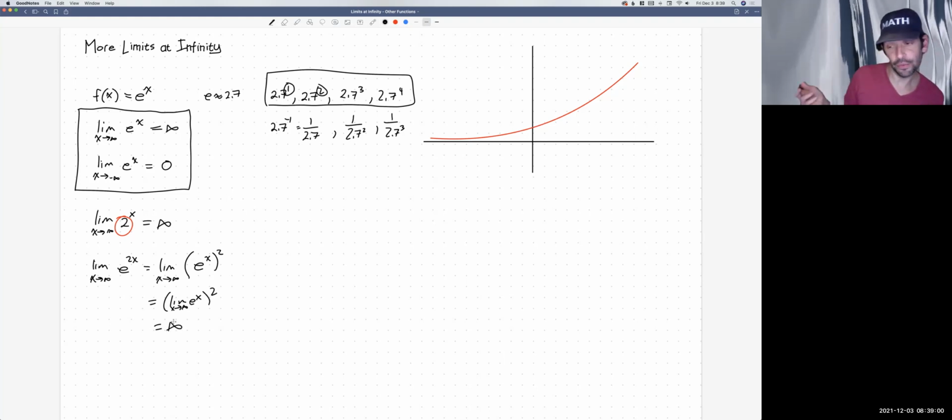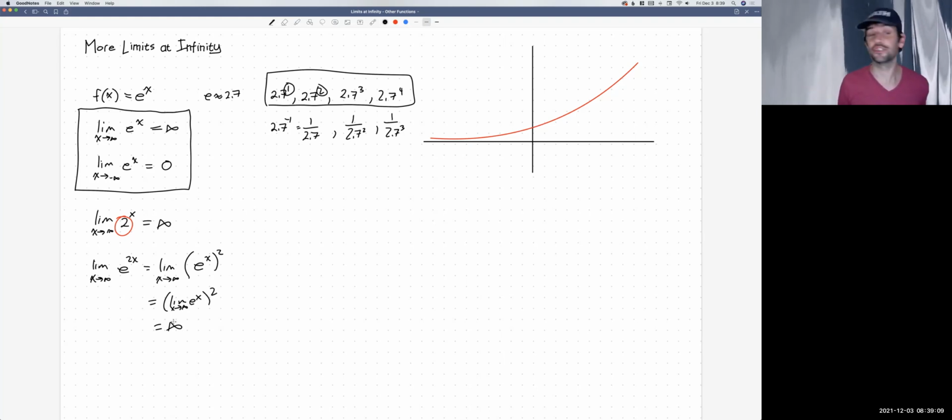Again, and let's remind ourselves, this is a way of saying the limit doesn't exist, but we're telling you something about the function anyways. In this case, we're telling you the function just gets ever larger. There's no cap to how large it can get.